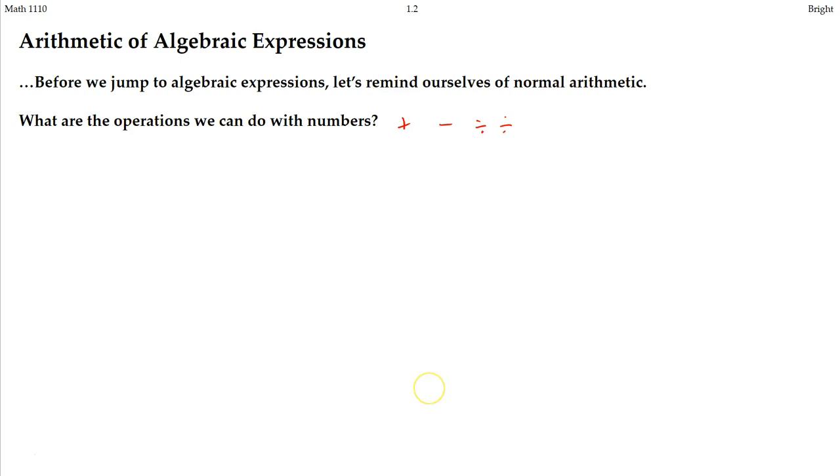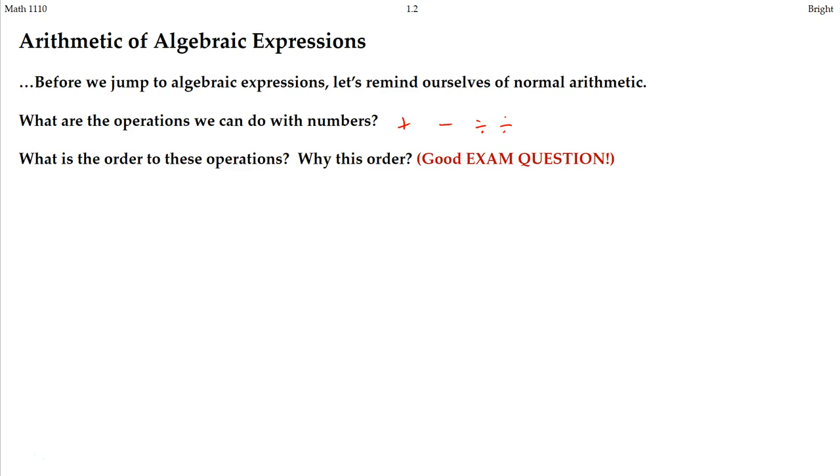In any case, we know from our upbringing that there's an order, right? We know the mnemonic, PEMDAS. But another good question to ask is, why is there this order? I always have this on here as a threat that this is a good exam question, and then you can write me a 5-page novel. It's something that we will discuss in class, but it's not going to be an exam question.